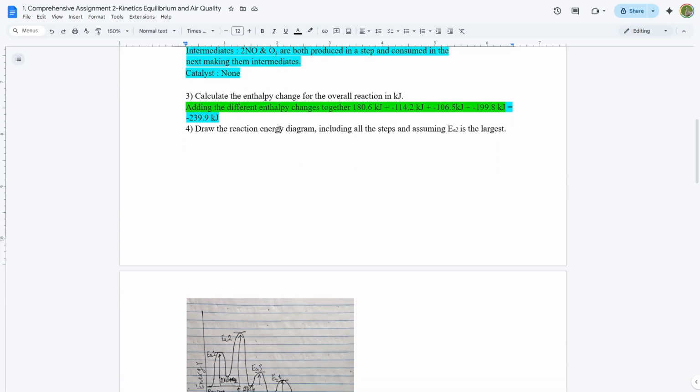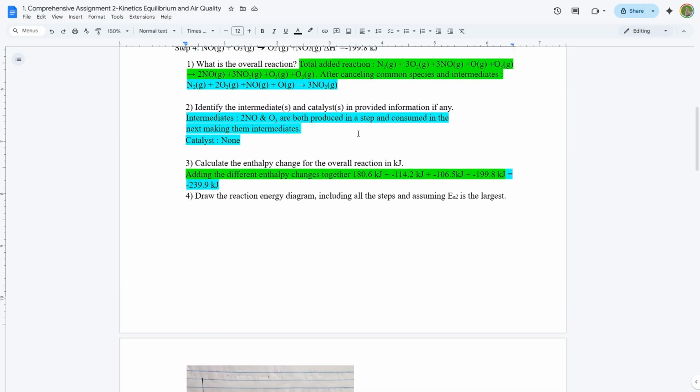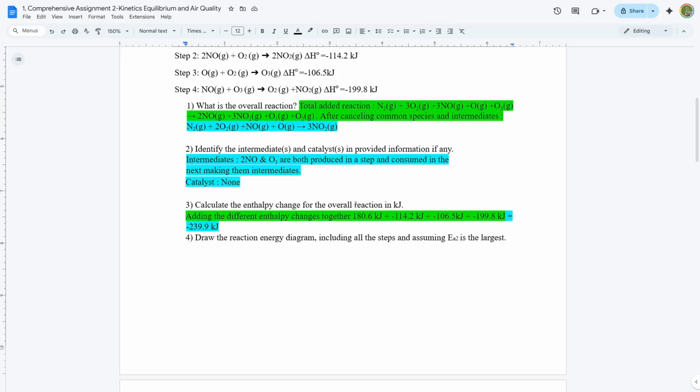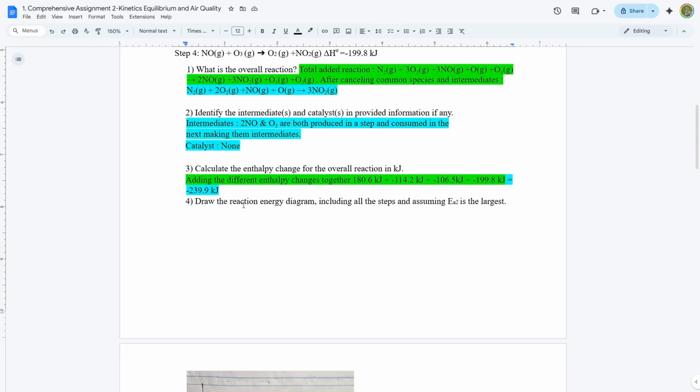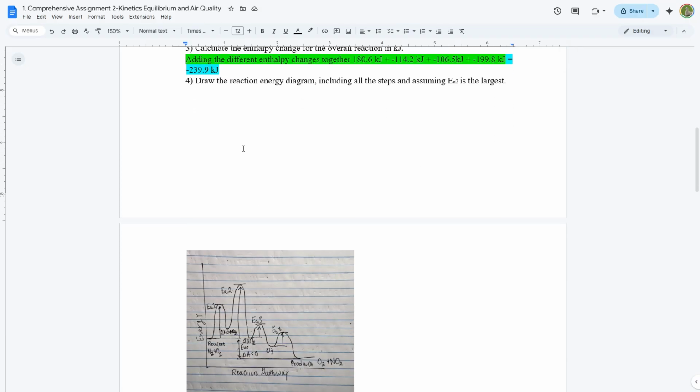For question 3, to calculate the enthalpy change, it's simply adding up. According to Hess's law, it's adding up all the changes from the 4 different steps. Adding each of the enthalpies together, we get negative 239.9 kilojoules for the total enthalpy change.